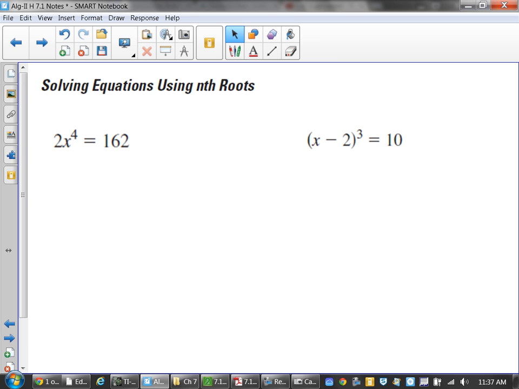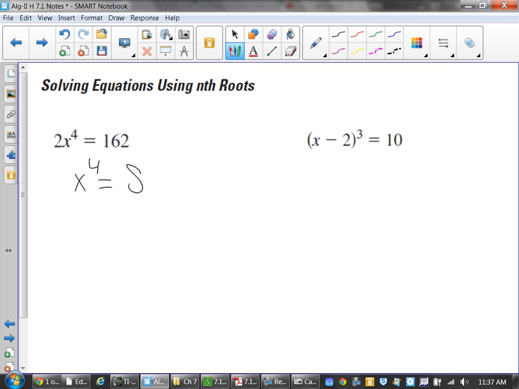Okay, divide by 2. You get 81, and then you get 32 x to the 4th. And then you do your 4th root. So x is going to give you what? 3. Negative 3. Because it's an even root. Okay.